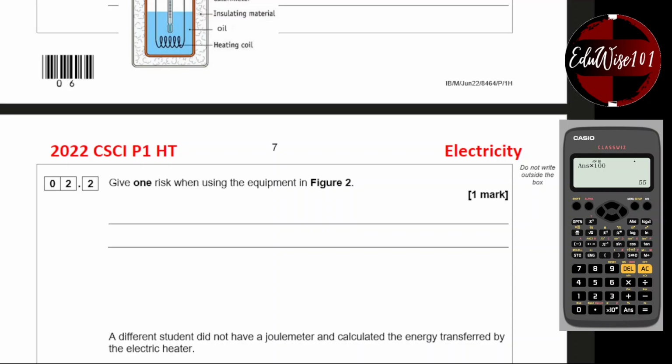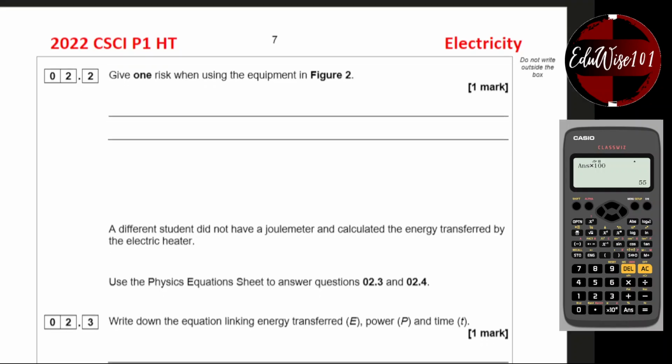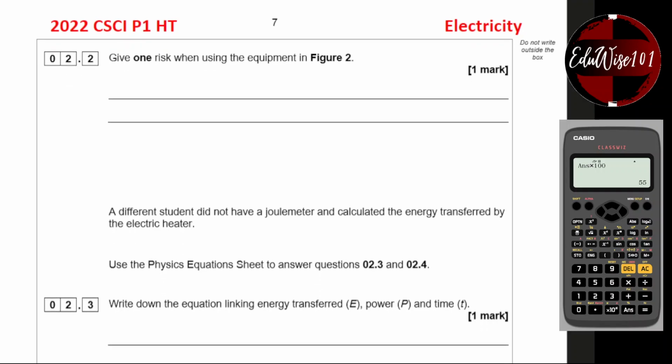Question 2.2. Now this section is on the electricity topic. Give one risk when using the equipment in figure 2. Now one of the risks is the electric heater is obviously going to be hot, so you need to make sure that you are careful from that. So one of the risks is burns or scalds.